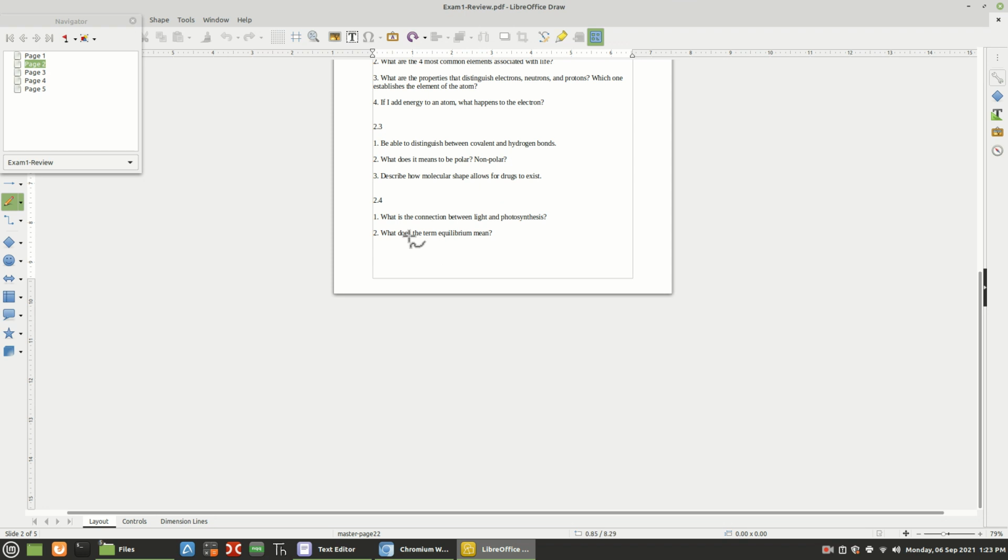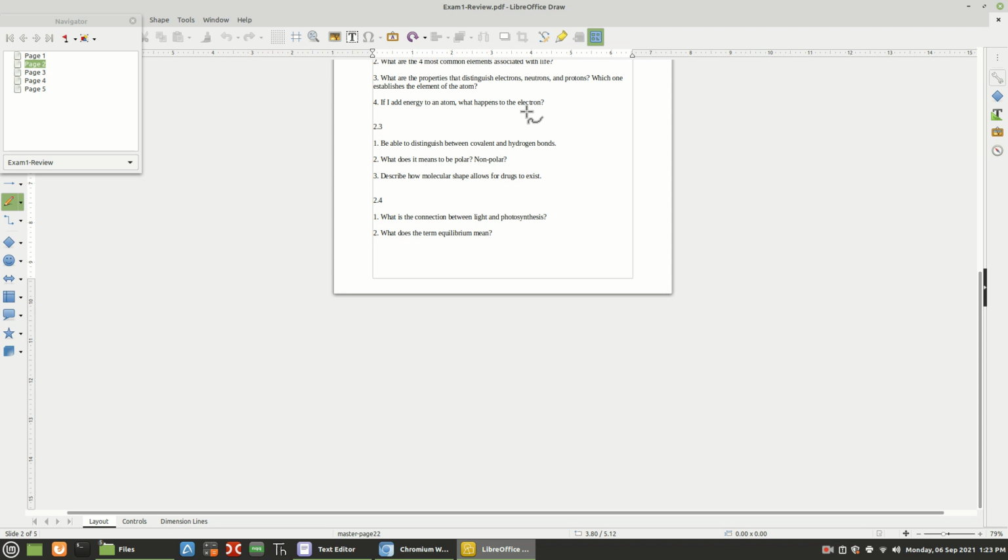The connection between light and photosynthesis. Essentially, light is absorbed in the form of energy coming to a plant, and a plant is going to take that light energy and add it to the electrons. So, what happens when you add energy to an atom? What happens to the electron? Well, in this case, the plant takes that light energy and adds it to an electron. So what does that electron do? It spins faster around the outside of the atom. I want you to know that because that energy then can be used elsewhere.